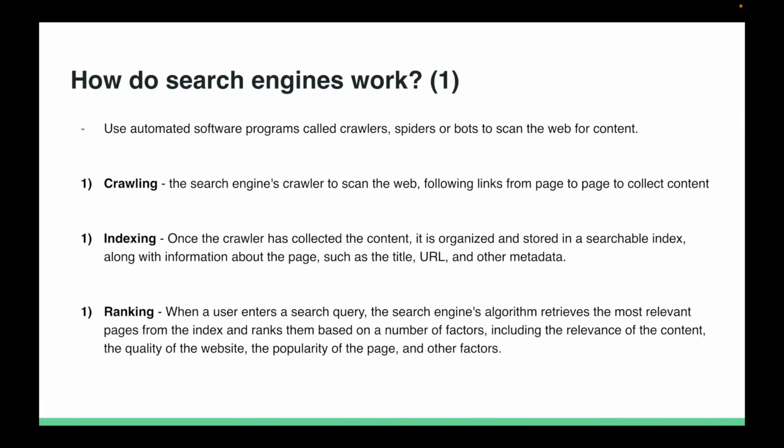Basically, the way it works is search engines use crawlers, spiders, or bots to scan the web for content. So these are very similar things, but we're going to focus on a crawler and the process of crawling. So what crawling means is a search engine's crawler scans the web and follows links from page to page to collect content. So basically, a crawler is acting like a sort of vacuum cleaner, just sucking up websites and content related to those websites. So that's the first step, just getting content and just storing content off the internet.